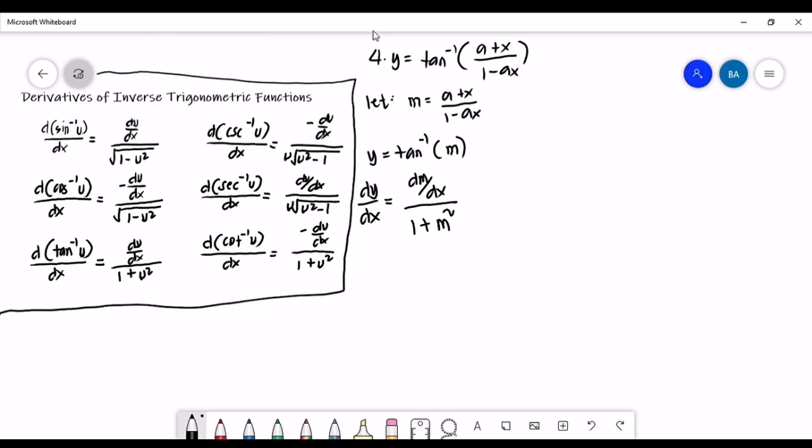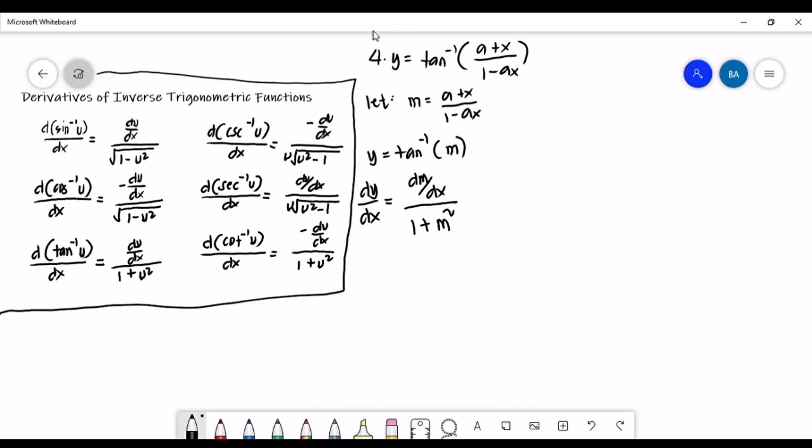Okay, so they are just the same. So we are involving u here: du/dx over 1 plus u squared. So in here, we use m. So our angle is m. So dm over dx over 1 plus m squared. So at this point, our m is already given.